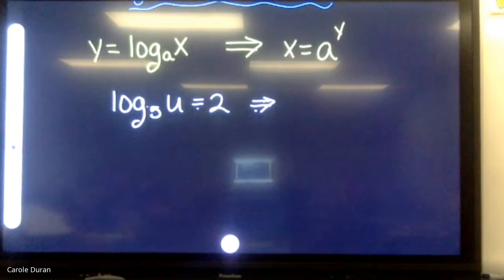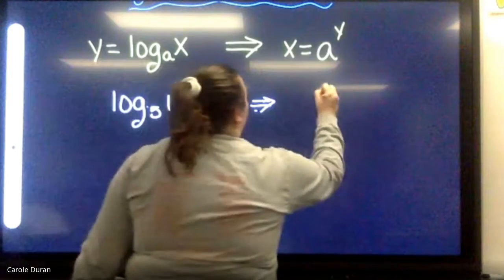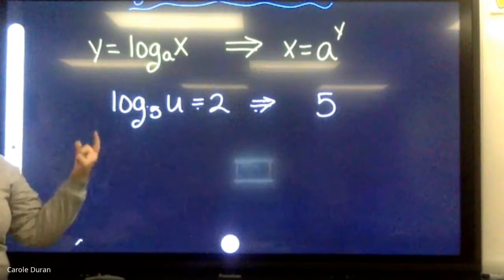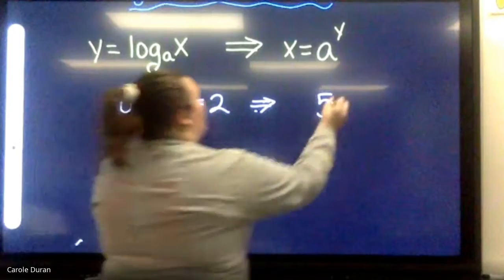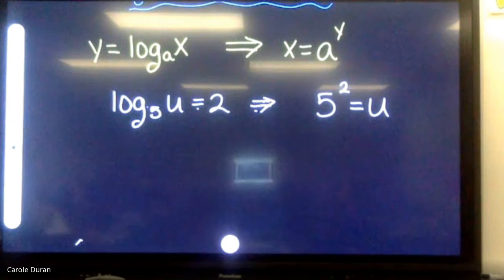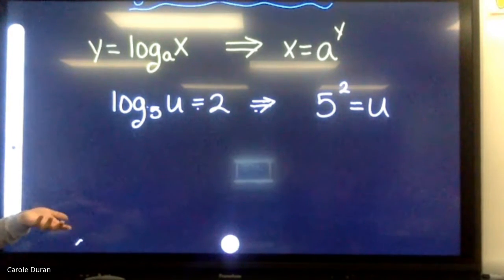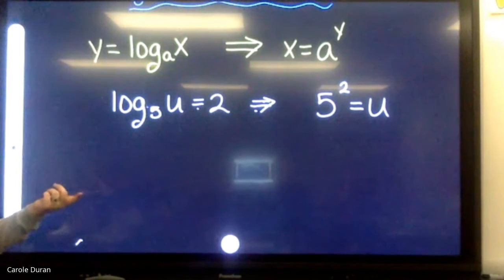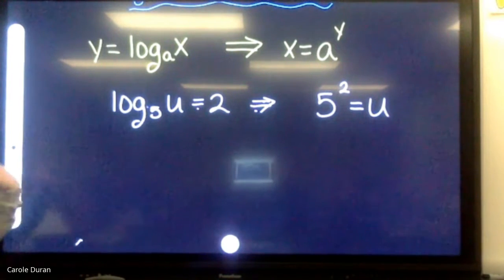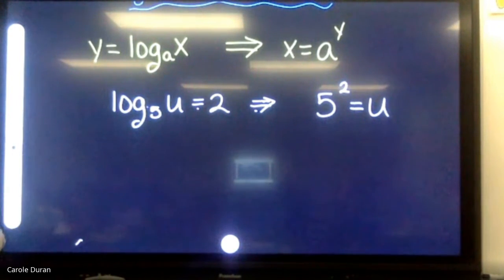Okay, so the base of my logarithm is the base of my exponential. What my log is equal to is the exponent. And what I'm taking the log of is my answer. So log base 5 of u equals 2 is the same as 5 squared equals u, which means I can easily now solve for u, can't I? Because 5 squared is equal to what? 25. So by rewriting it in a different form, I'm able to solve for specific parts of this.